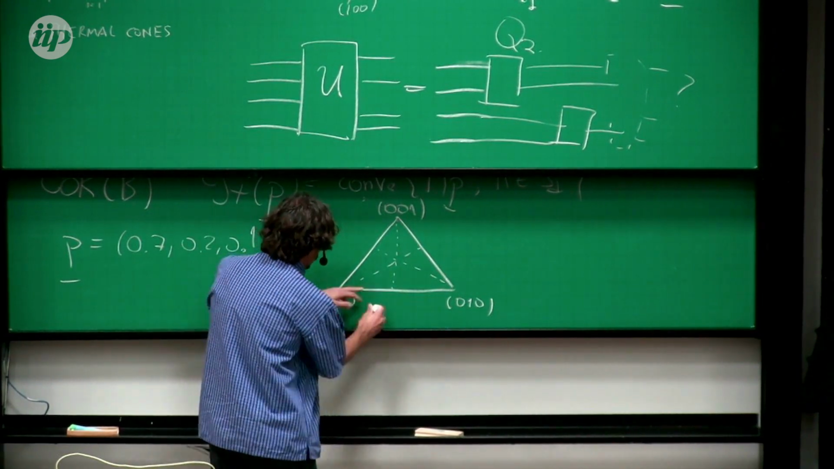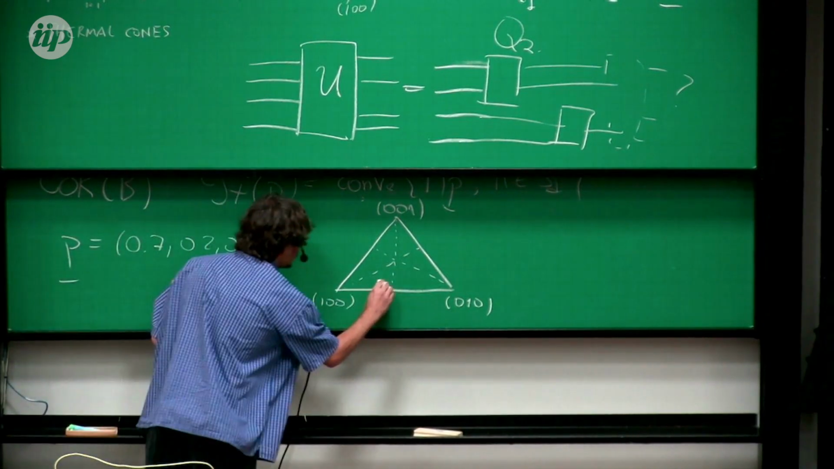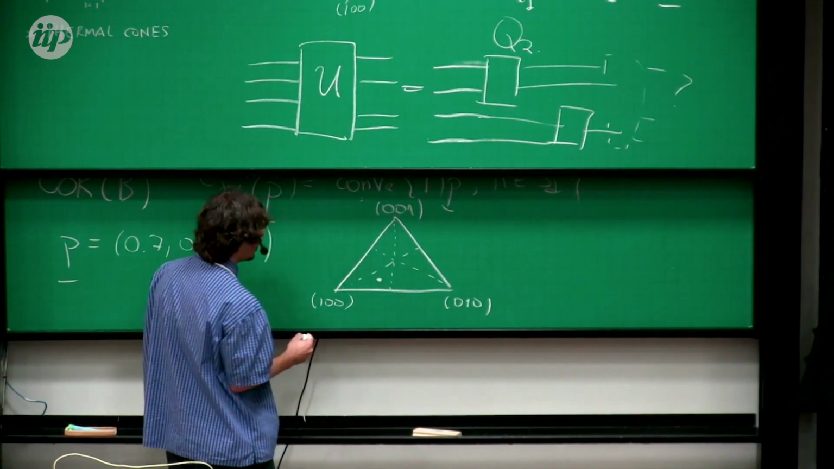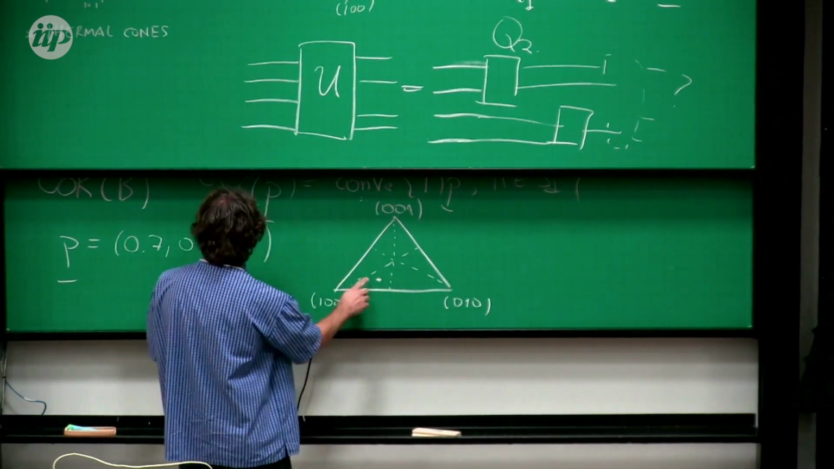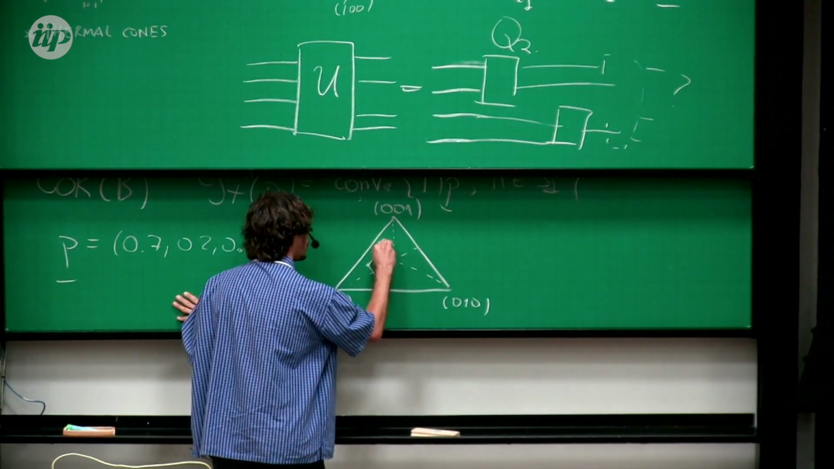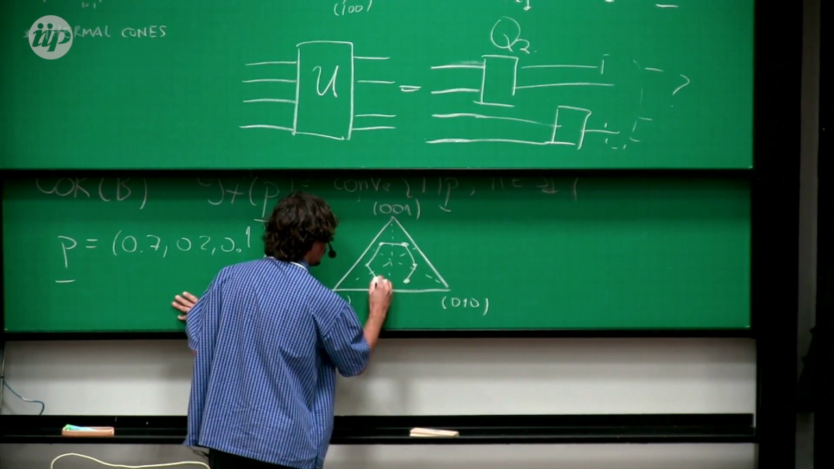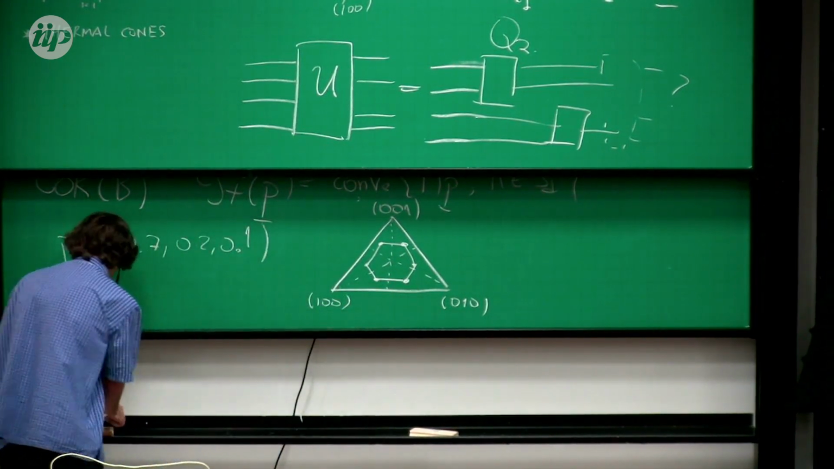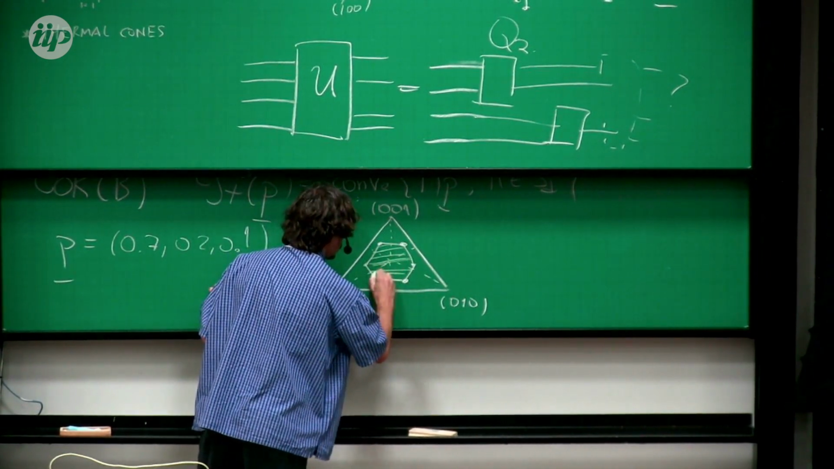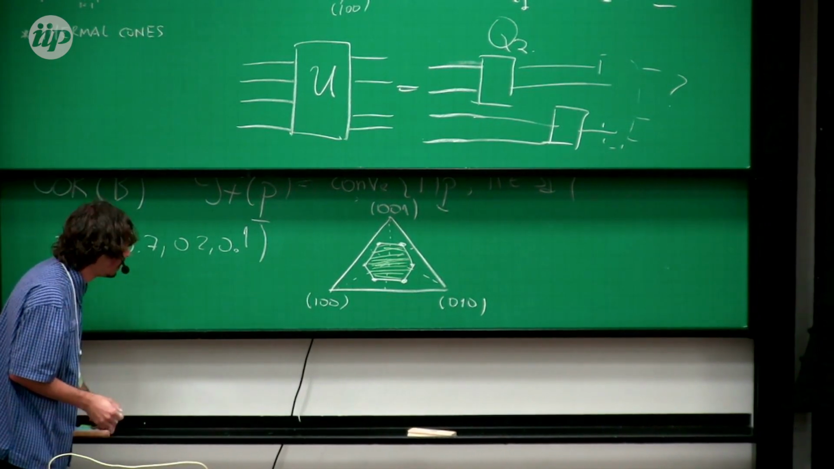So for my state, these coordinates 0.7, 0.2, 0.1, we are here. And then basically what this theorem is telling me is that the extreme points of this future thermal cone are permutations of these vectors. So I can come here. There are 6 of them. And this region here is the future cone of P.